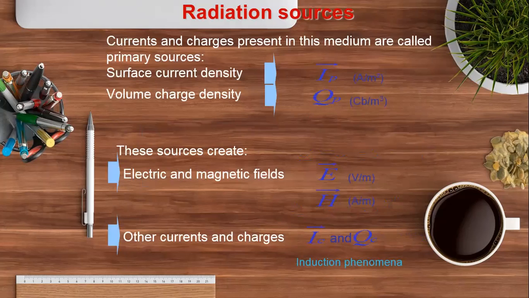In this way, the radiation sources are nothing but the current and the charges present in the medium, called the primary sources. In those primary sources, the surface current density is denoted by I_P, that is amperes per meter square, and the volume charge density is Q_P. The other sources are the electromagnetic fields E and H, where E is volt per meter and H is amperes per meter. The currents and charges, that is I_C and Q_C, can be measured easily.